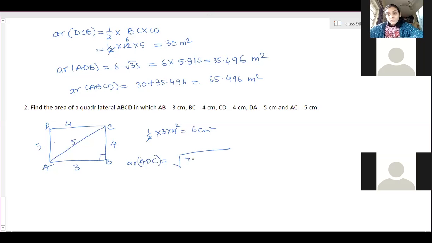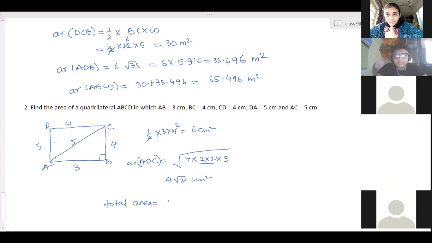Ma'am, it's not given that angle B is 90 degrees. Yes, ma'am, 3, 4, 5. Yeah, Pythagoras. Ma'am, you did it by Pythagoras, right? You found that it's a right angle. 3, 4, 5 is there, so that means these are Pythagorean triplets. Therefore angle B is 90 degrees.